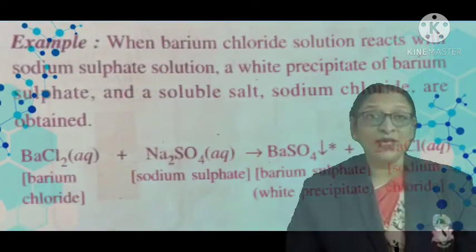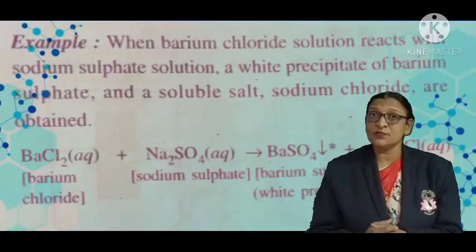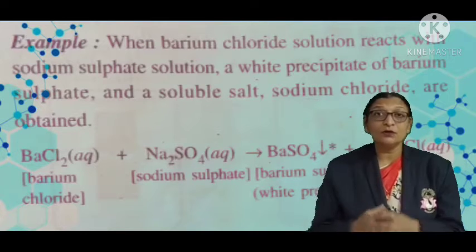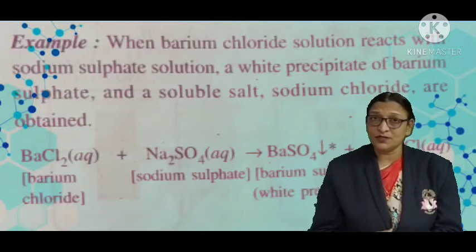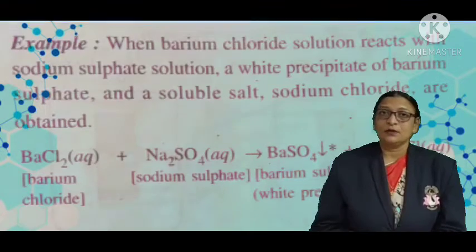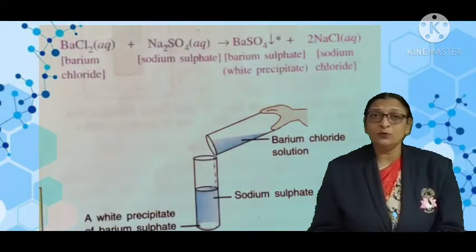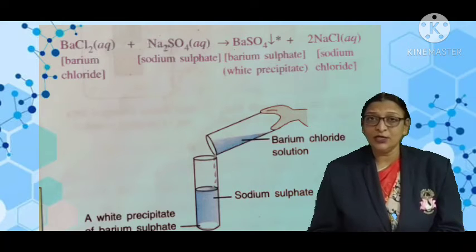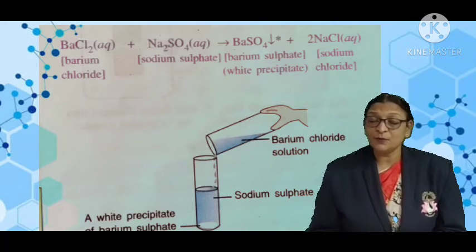Colorless solution of barium chloride, when it reacts with sodium sulfate, gives a white colored precipitate. The chemical reaction is represented as aqueous BaCl2 reacts with aqueous Na2SO4, gives BaSO4 plus 2 NaCl. Here the white colored precipitate is of barium sulfate, which is insoluble in the solution of sodium chloride.